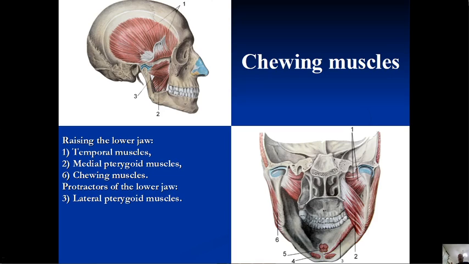Here are two types. This is the first, the posterior group. They attach to the ramus of the mandible. For example, masseter, temporalis, lateral pterygoideus, and medial pterygoideus. And the anterior group. They attach above to the body of the mandible, and below to the hyoid bone. For example, mylohyoideus and geniohyoideus, and the anterior belly of the digastric muscle.